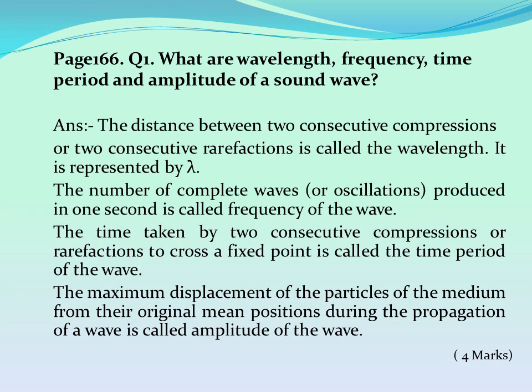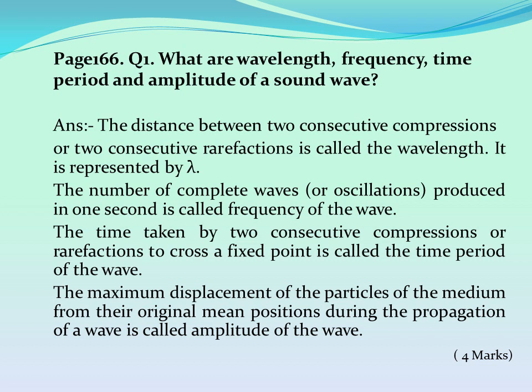Page number 166, question number 1. What are wavelength, frequency, time period and amplitude of a sound wave? Answer. The distance between two consecutive compressions or two consecutive rarefactions is called the wavelength. It is represented by lambda.